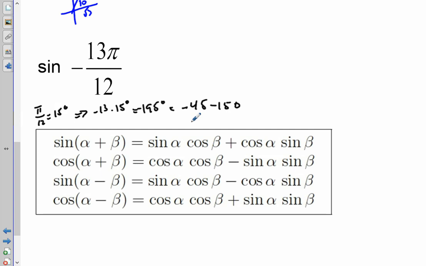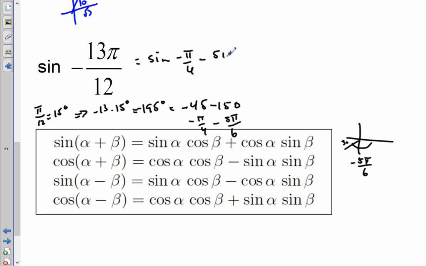Well, we know that negative 45 is going to be negative pi over 4. And 150 degrees is going to be right here. So we could make it negative, and it's going to be a 30-degree angle right there. So it's going to be negative 5 pi over 6. So we could have negative 5 pi over 6 as our other answer. Same type of deal. We can go sine of negative pi over 4 minus 5 pi over 6.